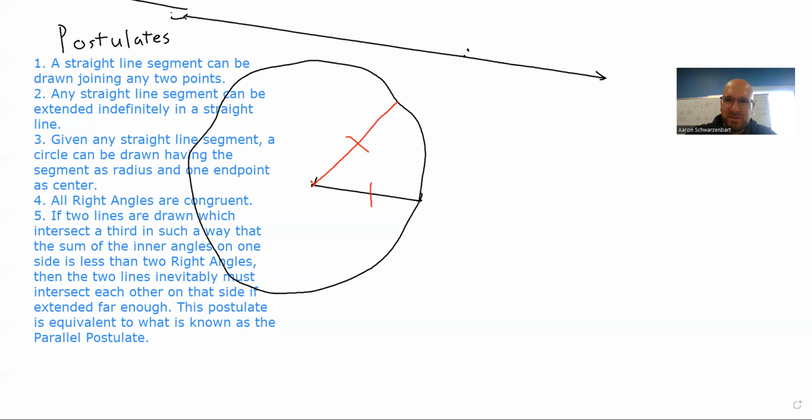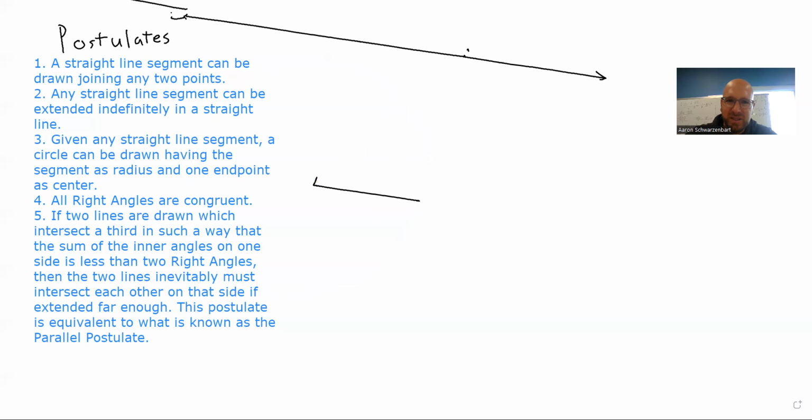Okay, I'm going to clear this one off to make room for the last one. The fourth one says all right angles are congruent. That means all right angles are equal to each other. 90 degrees is 90 degrees. Okay. The last one is the really famous postulate.